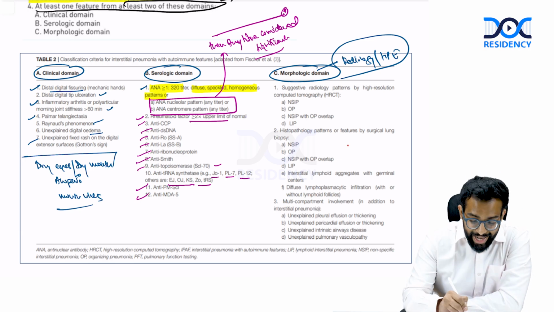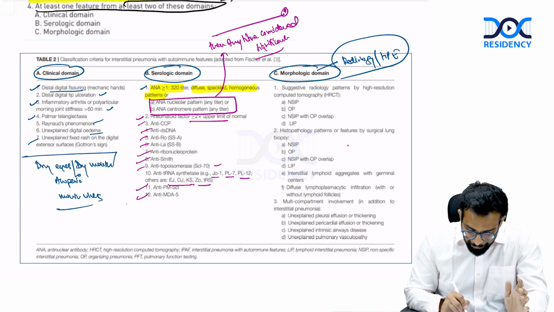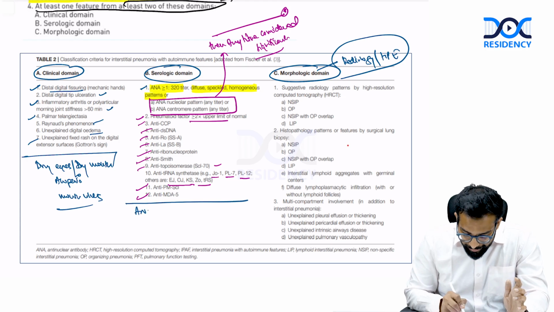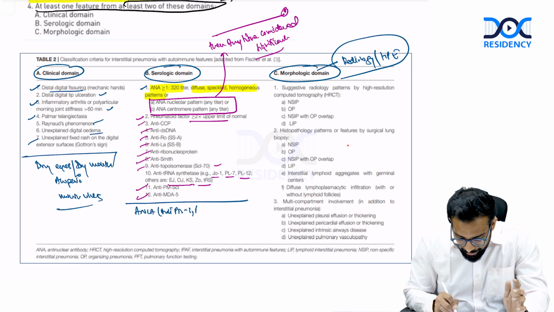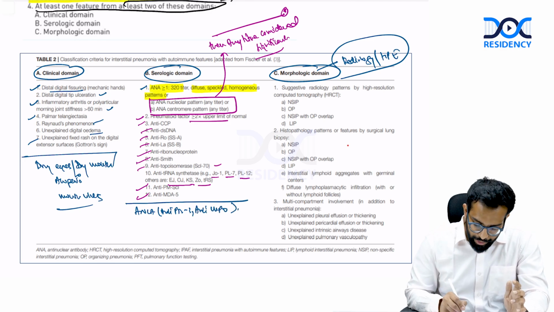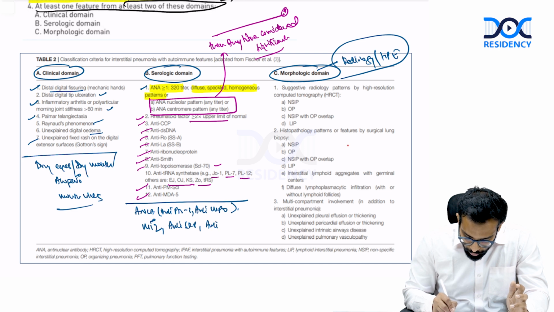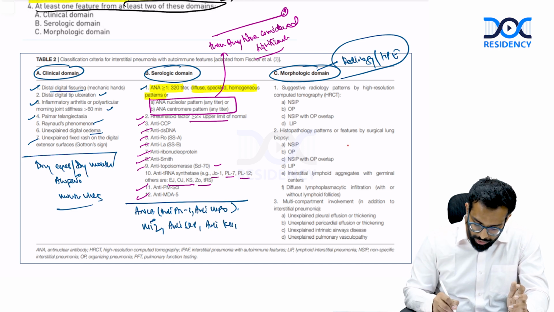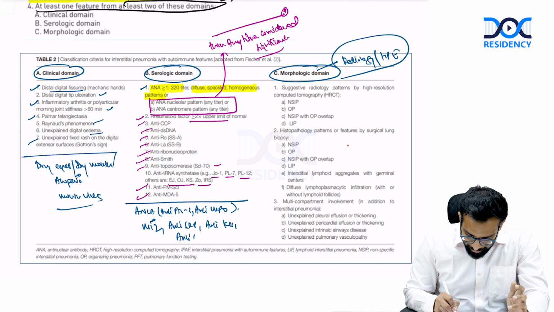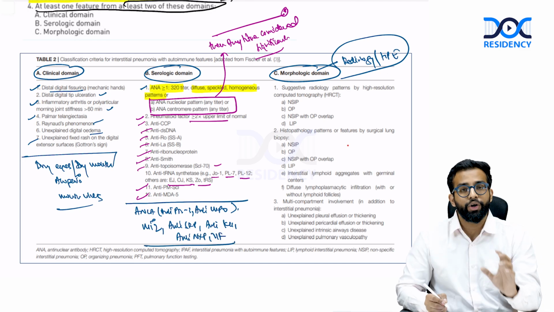Again, which are the antibodies that are not a part of it? So first of all, you don't have ANCA, or we can say anti-PR3 and anti-MPO. Then in the myositis antibodies, you don't have anti-Mi2, you don't have anti-SRP, you don't have anti-Q. You also don't have anti-NXP or TIF. So these are the antibodies which are not a part of this.